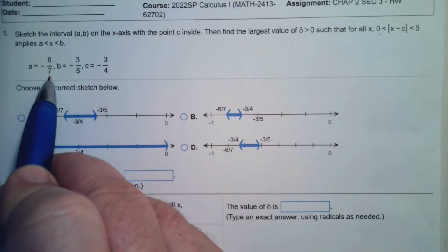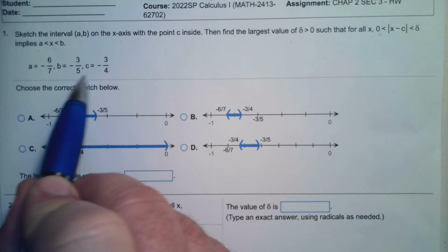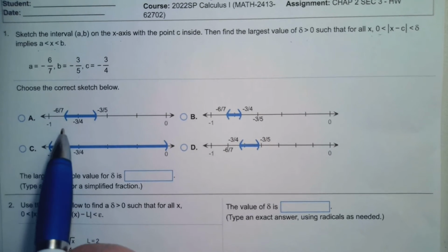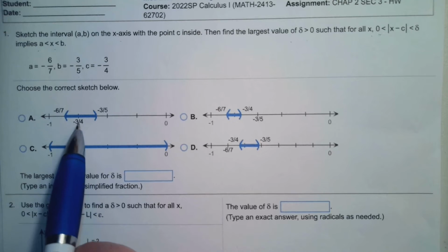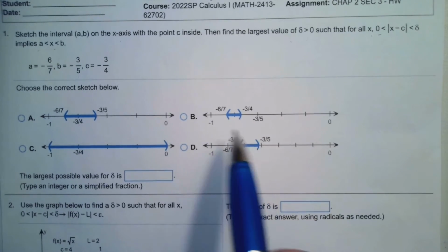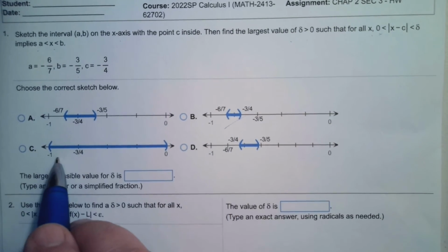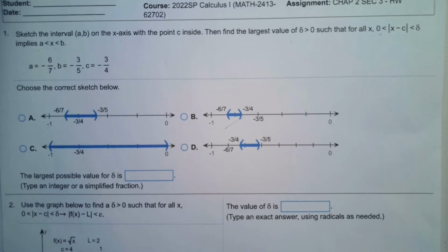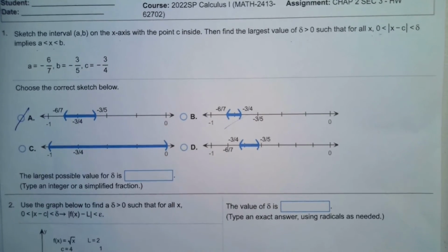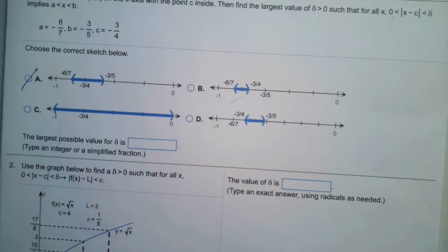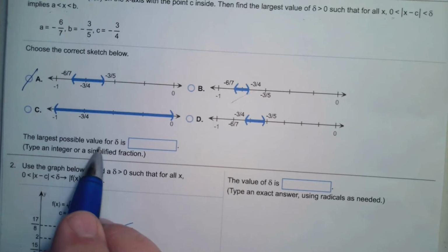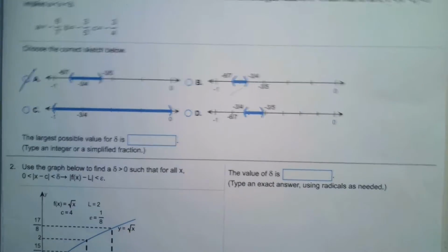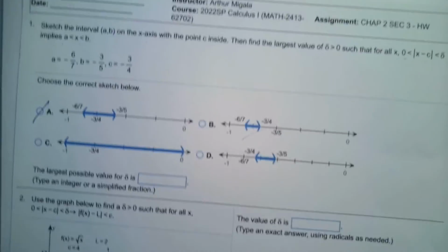So a is negative 6/7, b is negative 3/5, and c has to be between these two. Negative 6/7, negative 3/5, that's between there. That one's not right because it's not in there. That's not even the right range. So the only one that can work is that one. Now, find the largest possible value, using this information and that function.